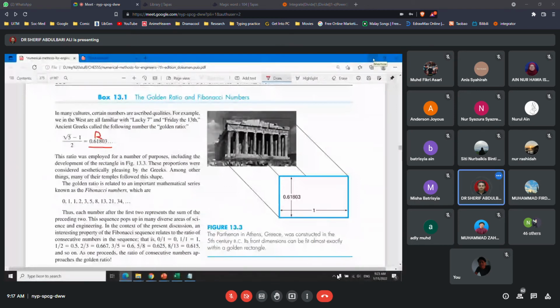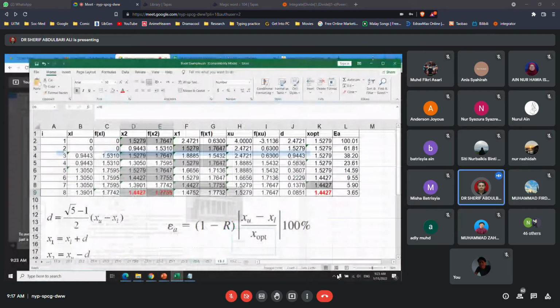Okay, there's another thing. When we are looking here, this example is asking you to solve, to find the maximum, right?